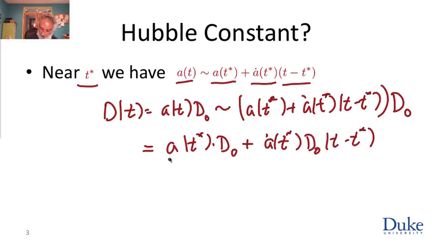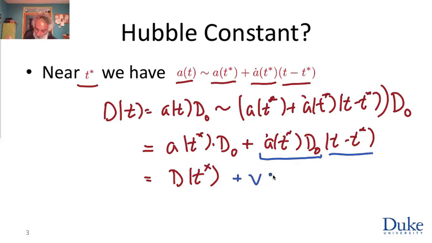Well, the first term is great. A of t star times d0 is by definition d of t star. That's great. If we set t equal t star, this disappears. We find that at t star, the object is where it started. How far has it moved? Well, as we expected, we find the time elapsed since t star times some number. And so this number, we therefore conclude, is the speed with which the object is moving, the recessional velocity, v, at time t star, times t minus t star.